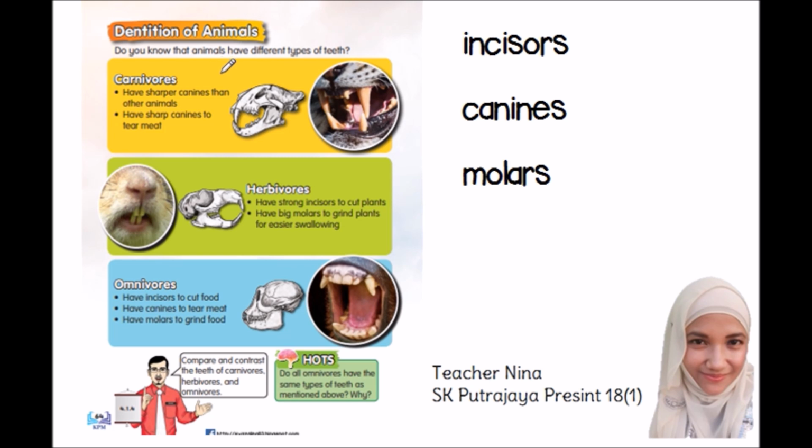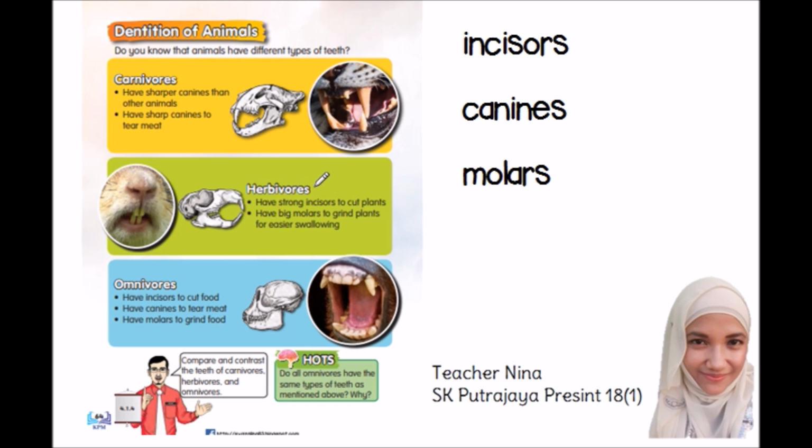Do you know that animals have different types of teeth? Carnivores have sharper canines than other animals. They have sharp canines to tear meat. Look at the picture. Wow. Look at the canines here. They are indeed longer and sharper than humans.